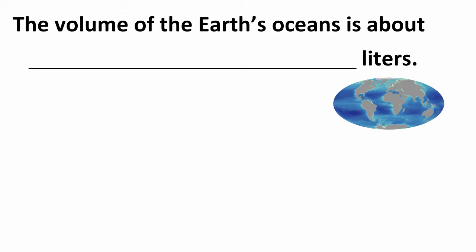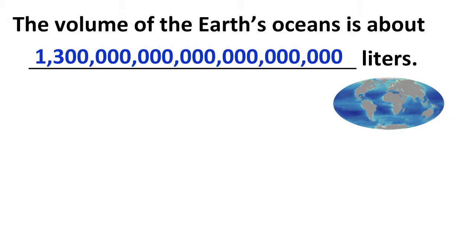Now, when we do measurements, we might measure something like the volume of the Earth's oceans, which is a really, really big number. It's approximately 1.3 followed by 20 zeros. It takes a long time to write out all of those zeros, and so we often use a shorthand version of this called scientific notation. Instead of writing 1.3 followed by 20 zeros, we can write 1.3 times 10 to the 21st liters, of course, making sure we have the units in there.